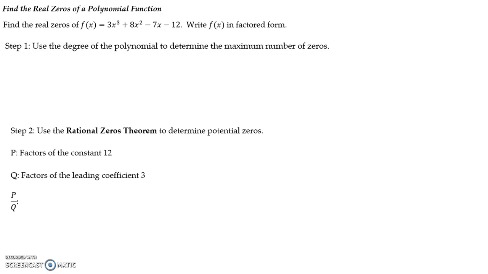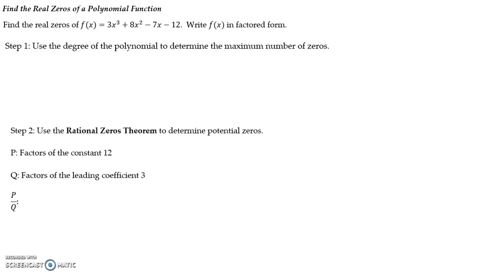Let's take a look at this question. We're going to be finding the real zeros of the function f of x equals 3x cubed plus 8x squared minus 7x minus 12. And we want to go ahead and write this polynomial in factored form.